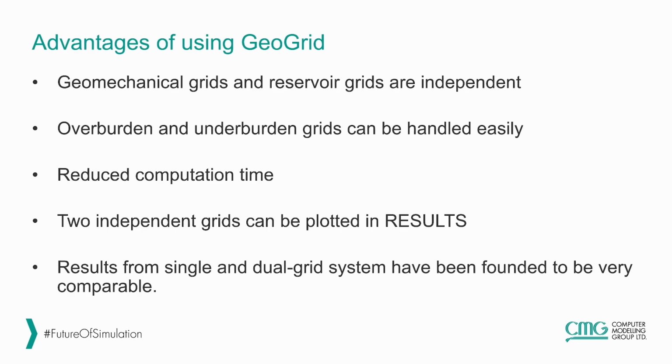This is the summary of the key advantages of using Geogrid. First, the geomechanical grid and reservoir grid are completely independent. Overburden and underburden grids can be handled easily using Geogrid. Using Geogrid can reduce the computation time dramatically. Two independent grid systems can be plotted in separate results. Results from single and dual grid systems have been found to be very comparable.